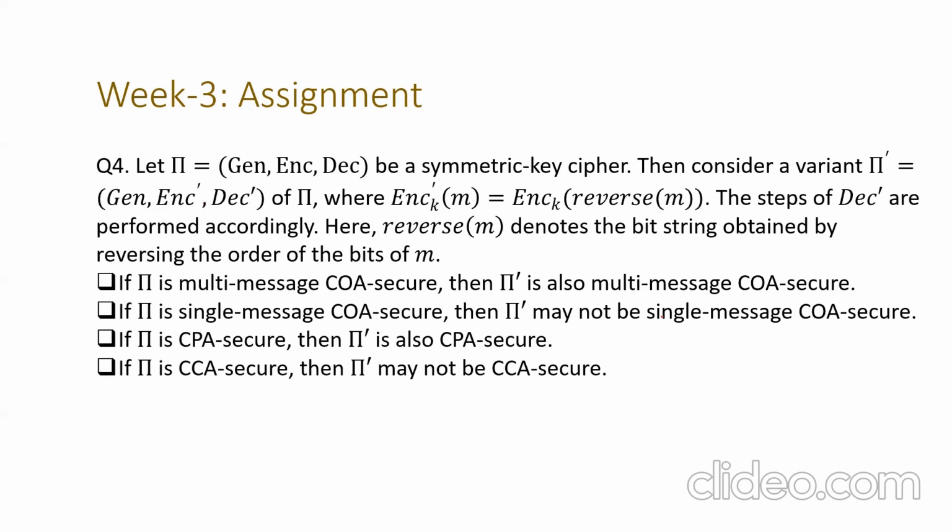Now, next question. Let pi, consisting of three algorithms, Gen, Enc, Dec, keygen, encryption, decryption, be a symmetric key cipher. And then consider a variant pi dash with the same keygen, encryption dash and decryption dash of pi. So keygen algorithm remains the same, and encryption dash of m is defined as encryption k on reverse of m. The steps of decryption dash are performed accordingly. Here reverse of m denotes the bit string obtained by reversing the order of bits of m. So if let's say m is 110, your reverse of m is 011. As simple as that. Okay.